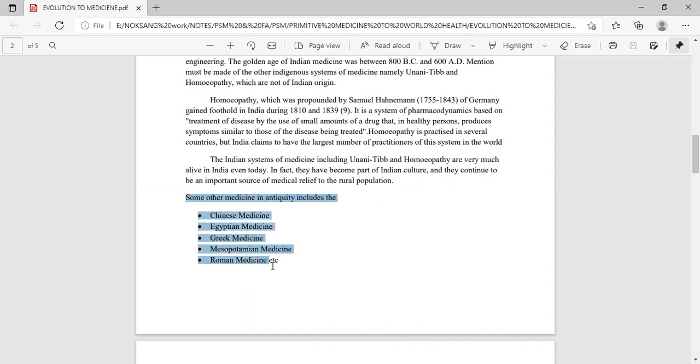I won't give you the explanation as it is not so important, but you need to know the other medicines used. There were Chinese, Egyptian, Greek, Mesopotamian, and the Roman.